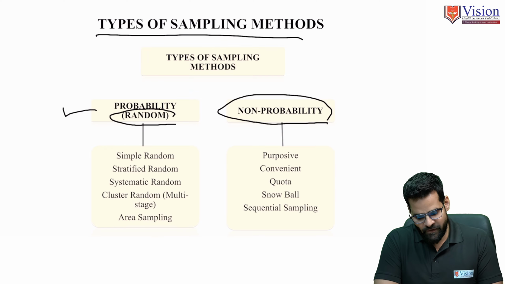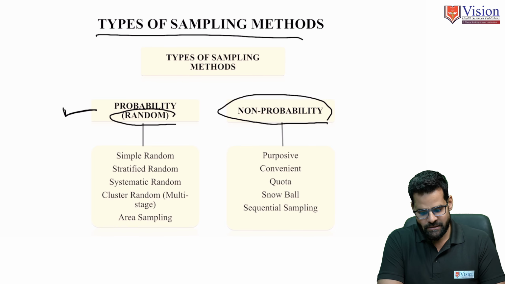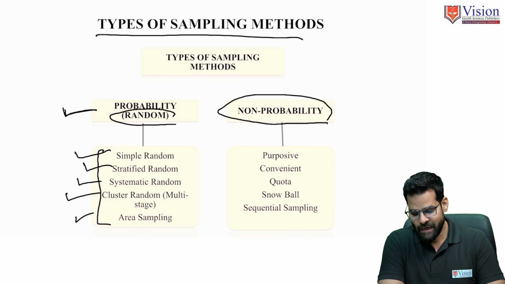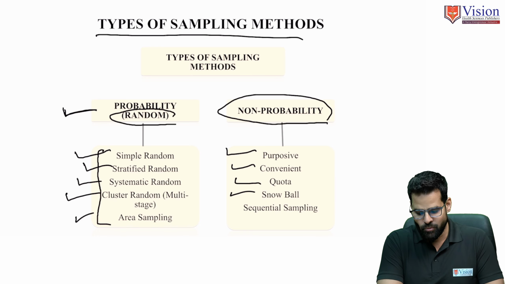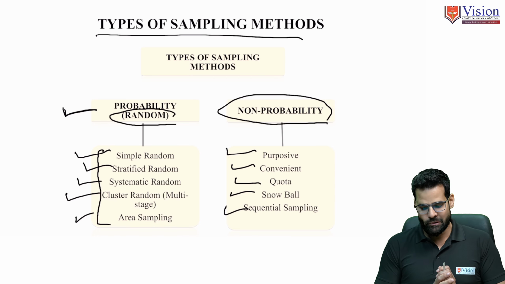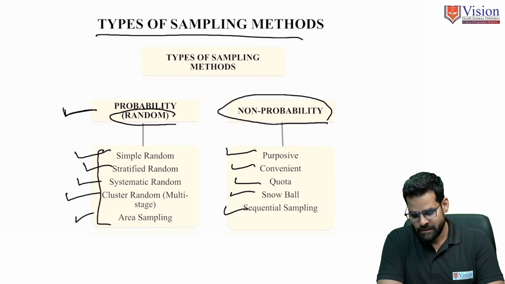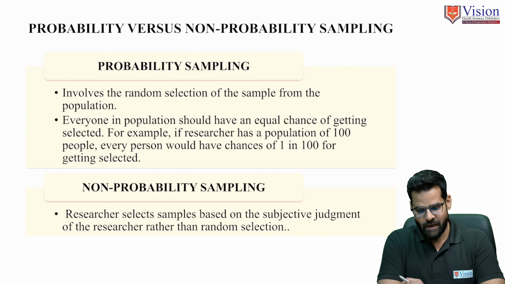If I talk briefly about these, under probability methods we have different types, as you can see here: simple random sampling, stratified random sampling, systematic random sampling, cluster and area sampling. We'll discuss all that in detail. Whereas in non-probability methods, we have purposive, convenient, quota sampling, snowball sampling, sequential sampling. We are also going to discuss some of these topics in detail. So let's discuss these methods one by one.